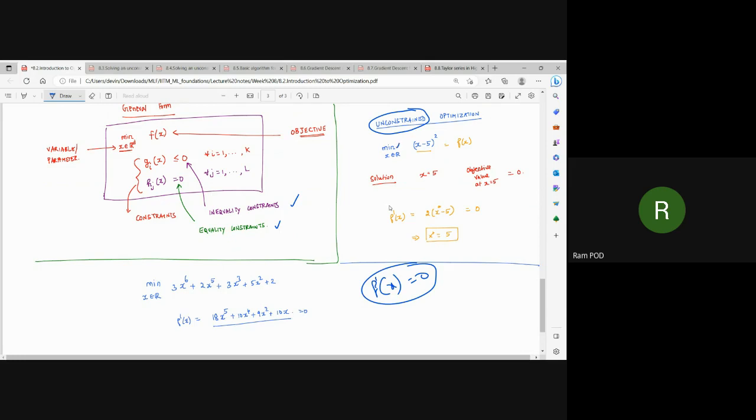We know that obviously the minimum can happen at x equals 5. Even if you differentiate it, it gives you the same answer. At x equals 5, the minimum value occurs, and the minimum value is 0. If we substitute this value, f of 5 will be equal to 0.